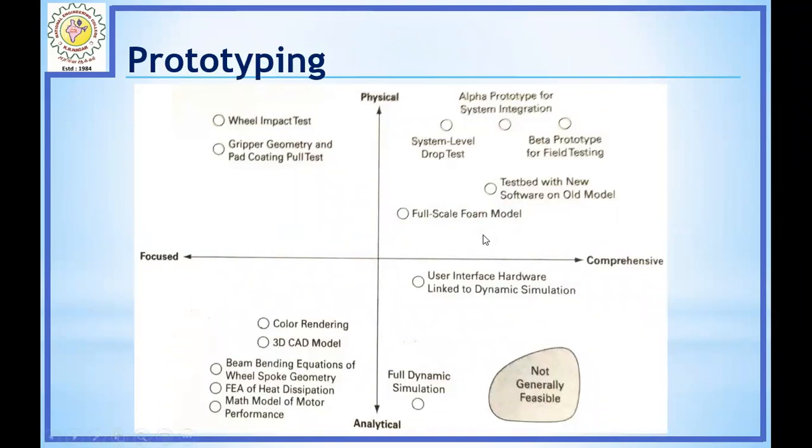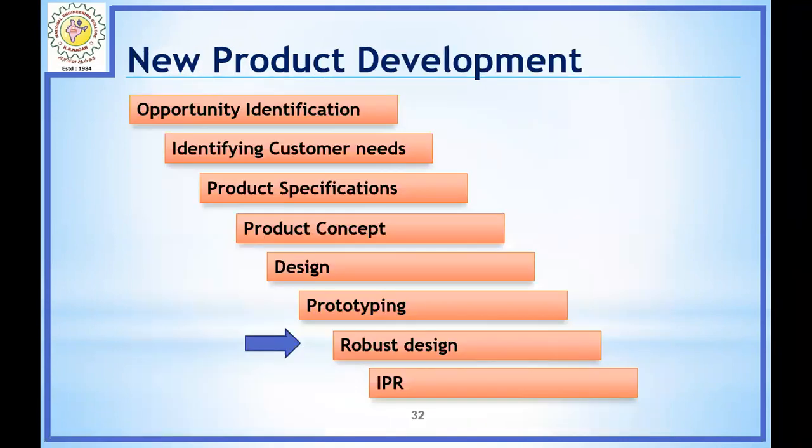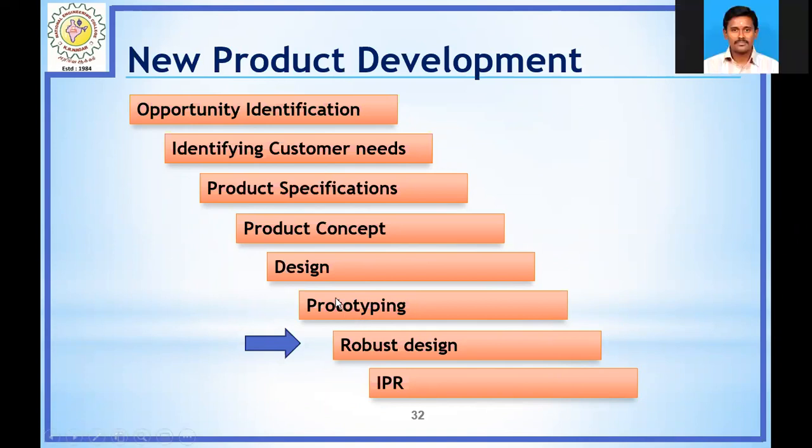And I think there is no need of discussing much about these things. We can go for the next stage, robust design. Robust design is nothing but enhancing the design process. See, what is the use of the prototyping process? The prototypes are developed and they are tested for the usability.